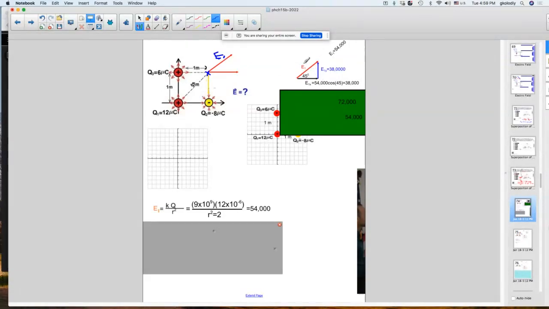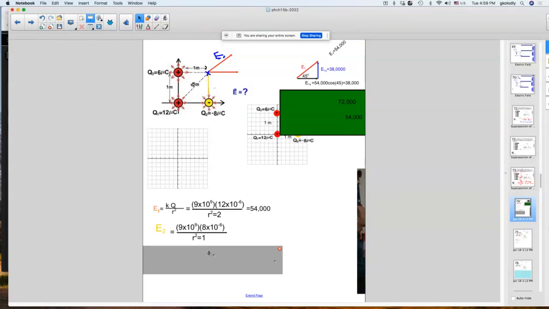So E1, we have to find the components of E1. It turns out this angle is 45 degrees, because these two sides are the same. E1, first of all, the length of this vector is 54,000 newtons. The x component of that would be 54,000 times the cosine of 45, which is 38,000. And so now we know the components of this vector.